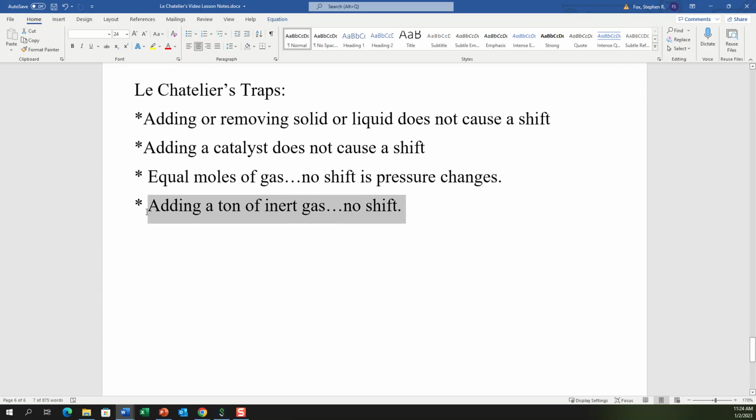All right, so really, if you're looking for which way the reaction is going to shift if you increase or decrease the pressure, it's really not by adding some gas that's not involved in the reaction. It's about increasing or decreasing the volume. All right.